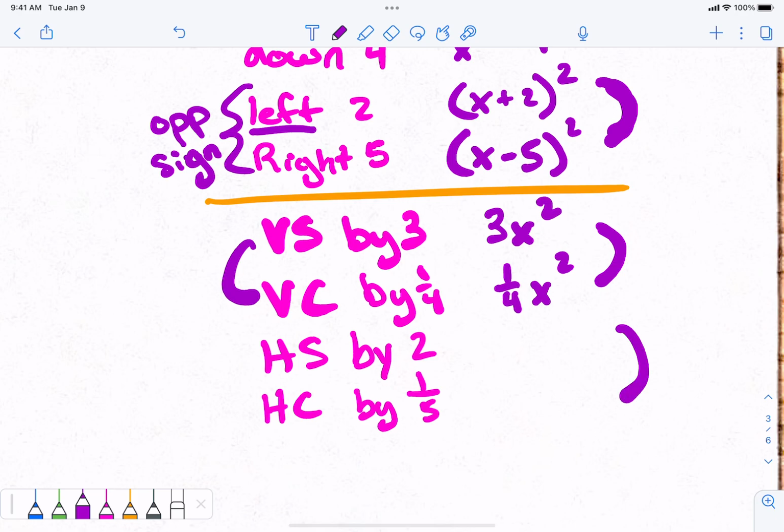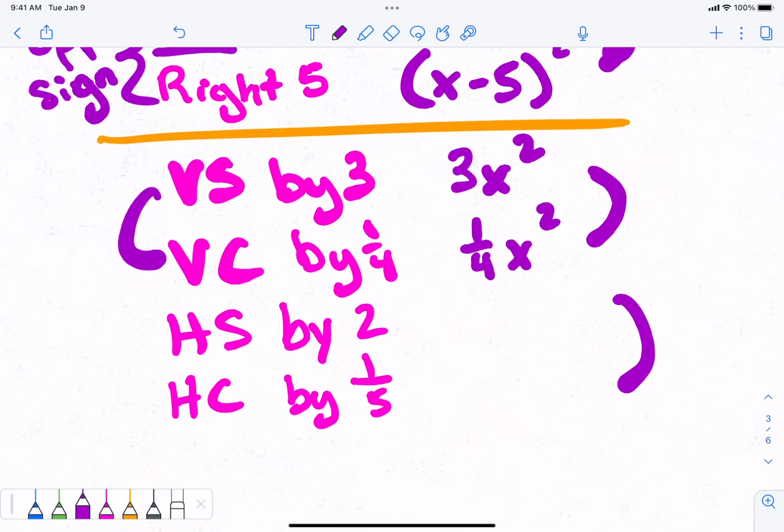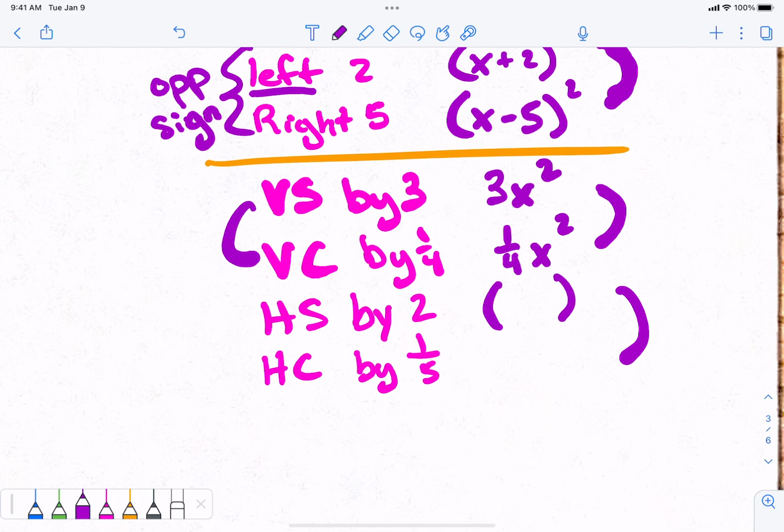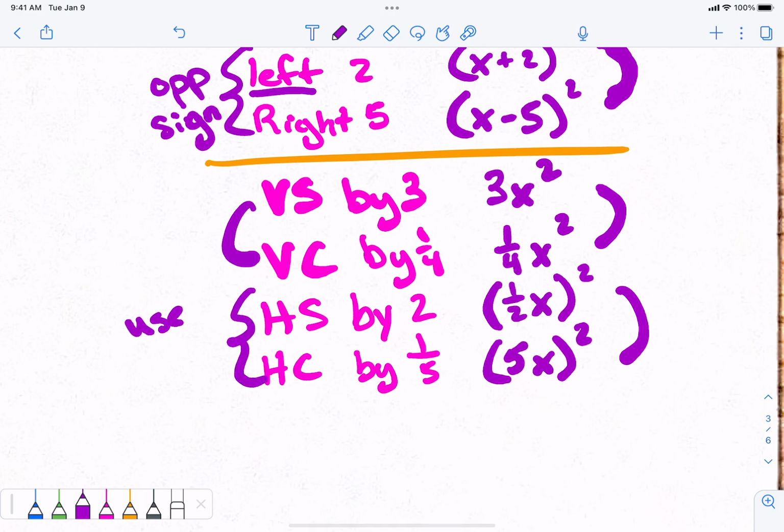Then these two should look the same, but a horizontal stretch by 2, this is what it looks like. It's inside of the parentheses, but instead of using 2, you use 1/2. That's the rule for a horizontal stretch by 2. So this is going to be the same, just x squared. And if we're doing a horizontal compression by 1/5, what number do you put on the inside? 5. You flip it, right? In this one, you use the reciprocal. You flip that number.